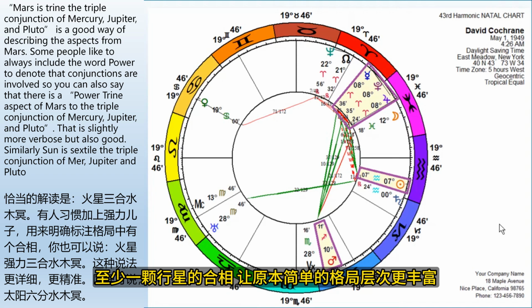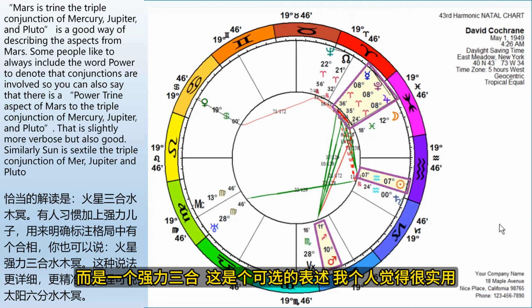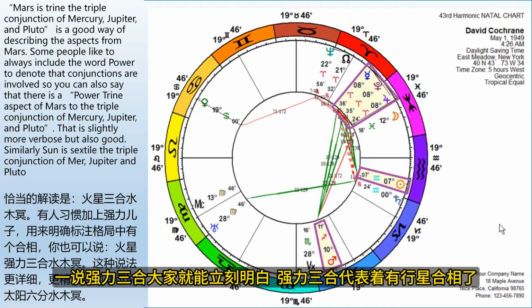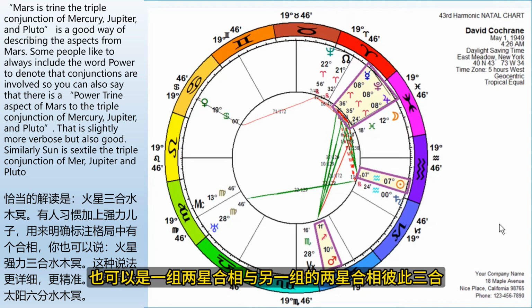That word power does make it even clearer, reinforces the fact that we're talking about conjunction, one or more planets conjunct, that's adding to something that normally would just be much simpler. So instead of this just being a simple trine between 2 planets, it's a power trine. So that's optional. I think it's helpful because it starts right off when you say power trine. As soon as you say that, power trine means a planet is conjunct 2 other planets that are conjunct, and it might be more than one conjunction. It might be a triple conjunction. It might be 2 planets conjunct that are trine, another 2 planets that are conjunct. But at least you know there are conjunctions strengthening it.